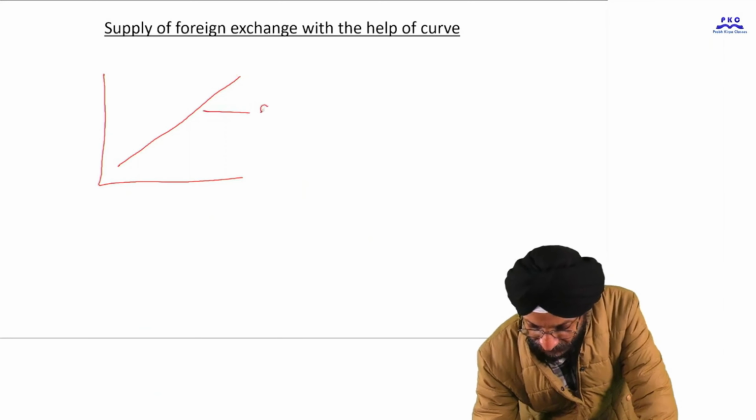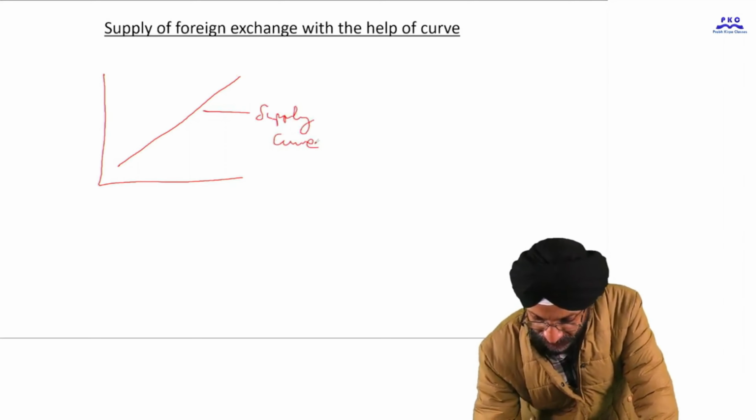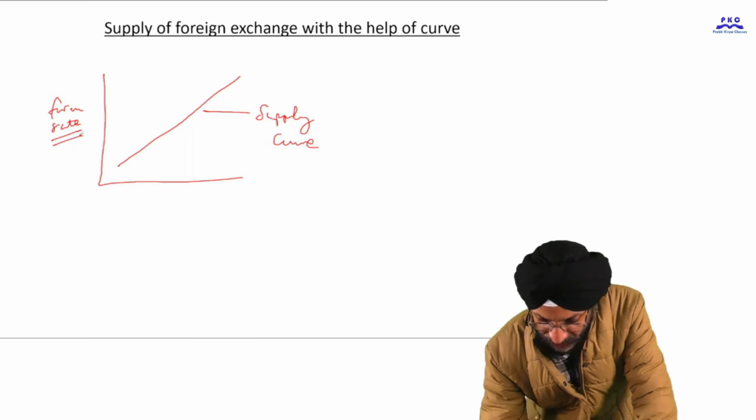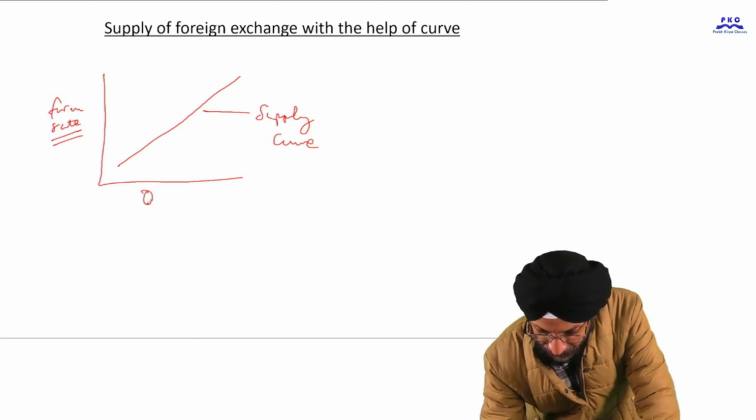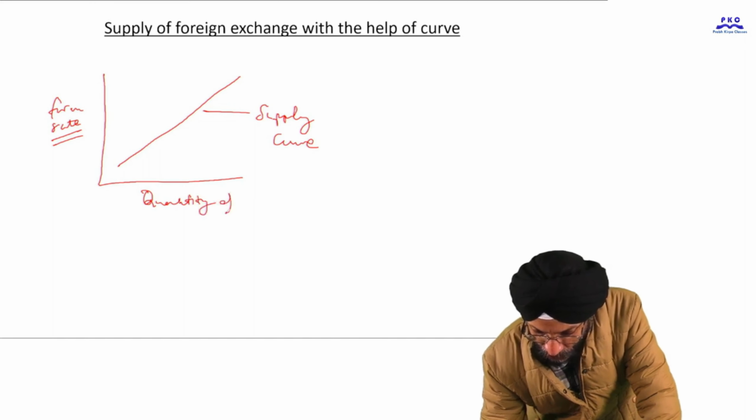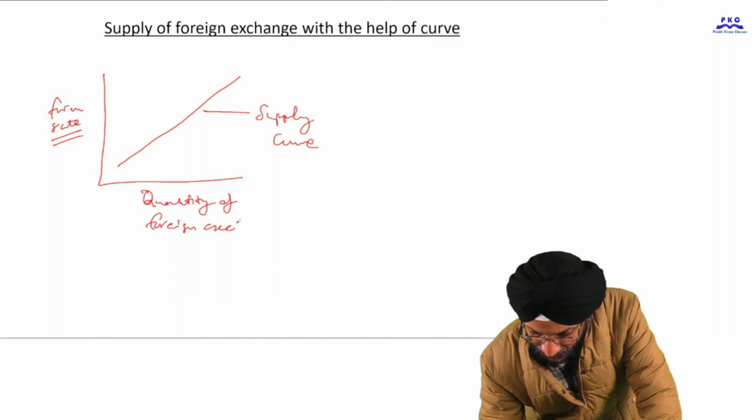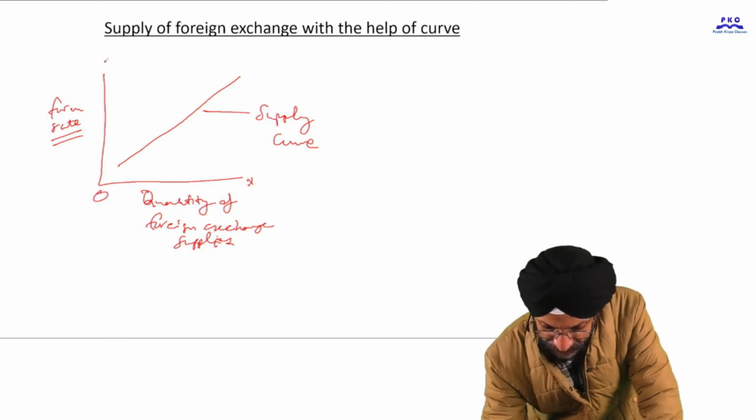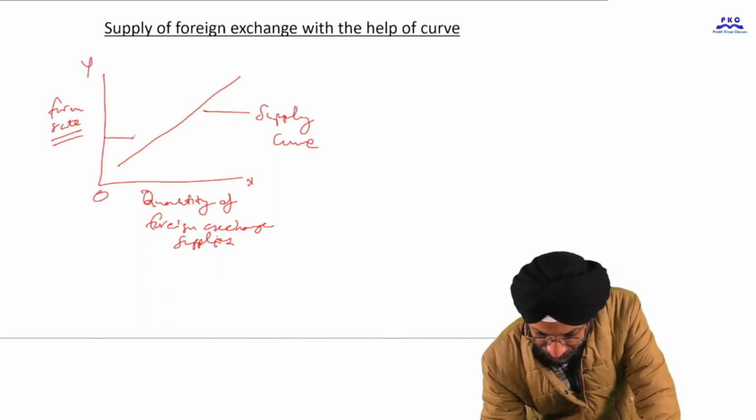This is the supply curve of foreign exchange. Forex rate in relation to domestic currency. This is the quantity of foreign exchange supplied. This is the x-axis, this is the y-axis.